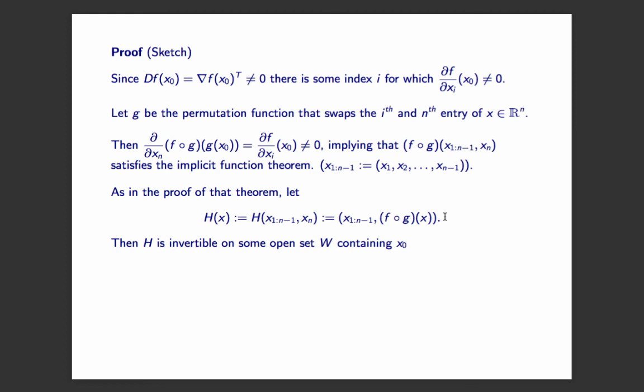Then, just as in the proof of that theorem, h is also invertible on some open set containing x naught. And the image of h on this open set contains the point x naught comma 0. That's because one of the outputs of f is 0, because f of x naught is 0. So if g of some value equals x naught, I get 0 here in this last entry.